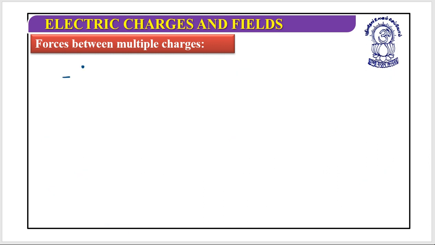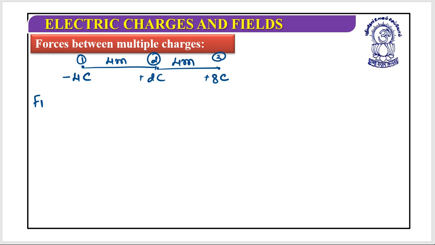Let's say this is minus 4 coulomb. This is plus 2 coulomb. This is let's say plus 8 coulomb. This is my first charge, this is my second charge, this is my third charge. Distance between these two, let's say 4 meter. Distance between these two, let's say 4 meter. Okay, now I need to find out the force on the first charge.